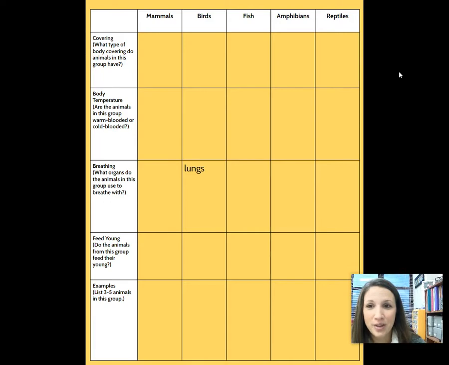All right? So again, at the top row, you're going to tell me what type of body covering they have. Is their skin covered with feathers? Is it covered with scales? What is their skin covering? In the second row, you're going to tell me their body temperature. So basically, you're going to put warm-blooded or cold-blooded. The third row is breathing. What do they breathe with? Do they breathe with lungs? Do they breathe with gills? Or are they the group that starts with gills and then grows lungs? In the fourth row, do they feed their young? Basically, this is a yes or no. If you want to be specific with mammals and tell me that they use their mother's milk to feed their young, that would be awesome. And then, like I said, the examples are on the bottom row, 3 to 5. You don't have to go any further than that, even though I know some of you will want to.